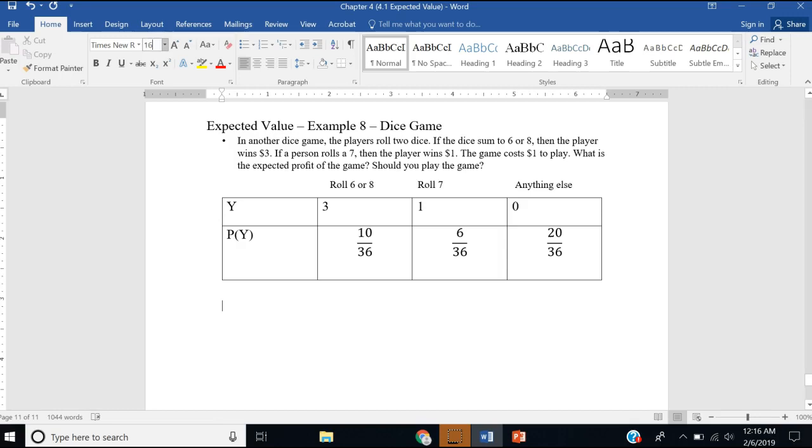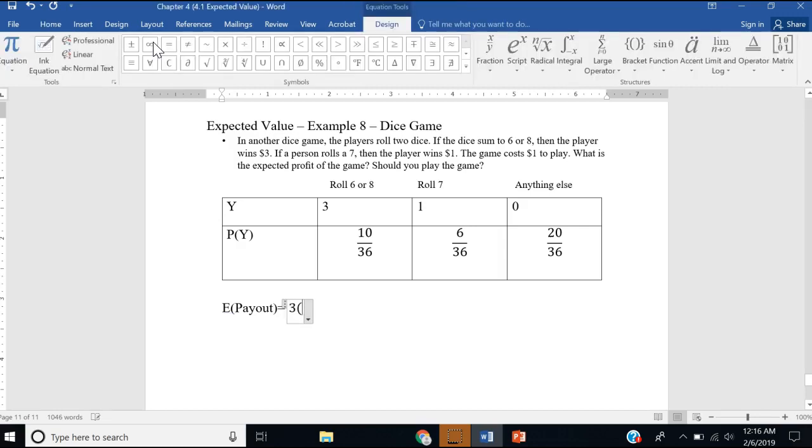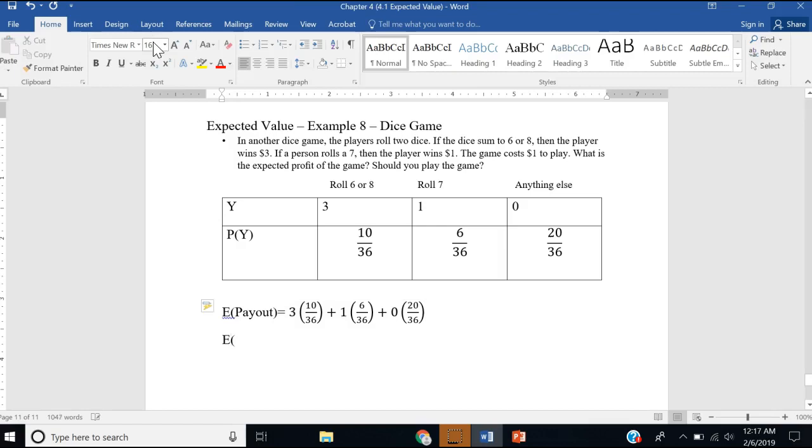And now we're back to our standard technique. Again, if we want to, we can go expected payout, or I could put a Y there if I wanted to, equals 3 times 10 over 36 plus 1 times 6 over 36 plus 0 times 20 out of 36, which actually comes up, weirdly enough, to exactly $1.